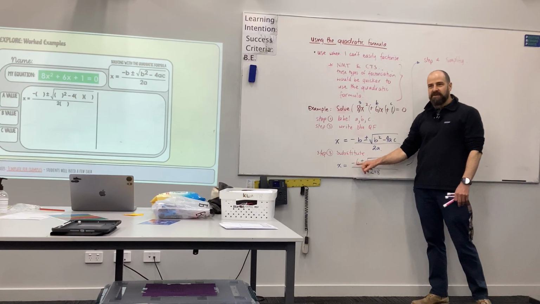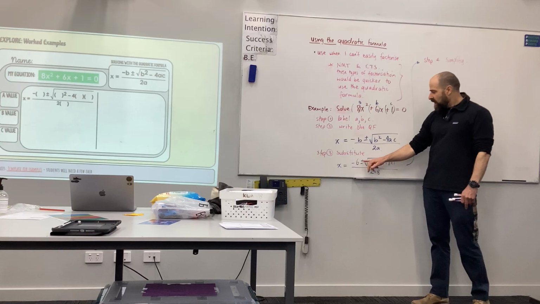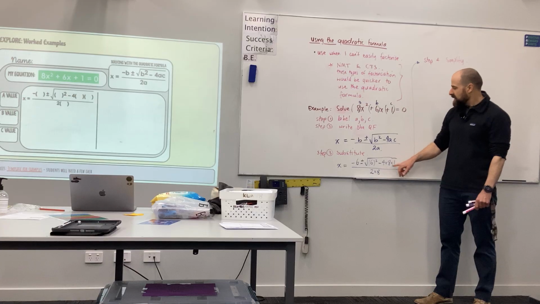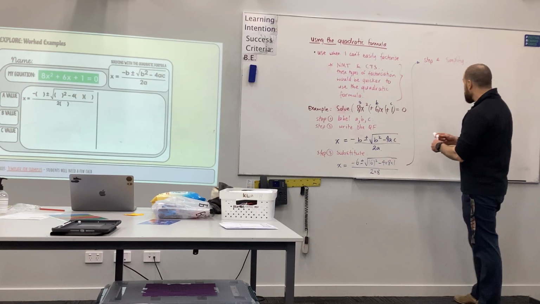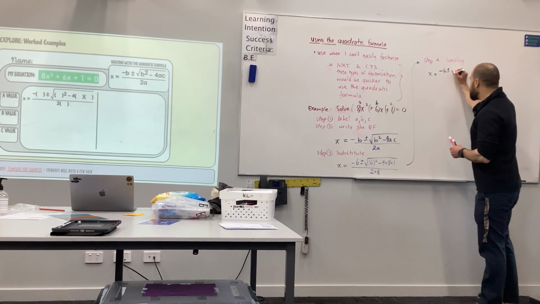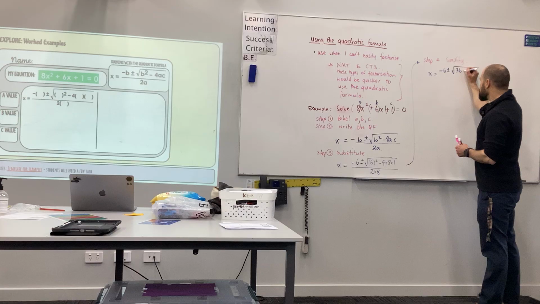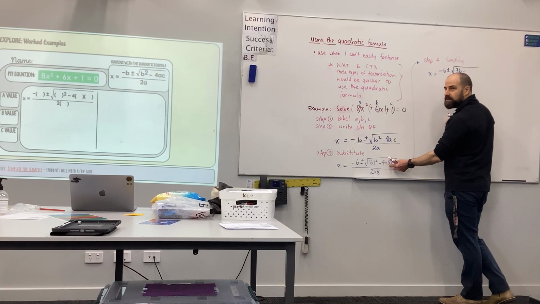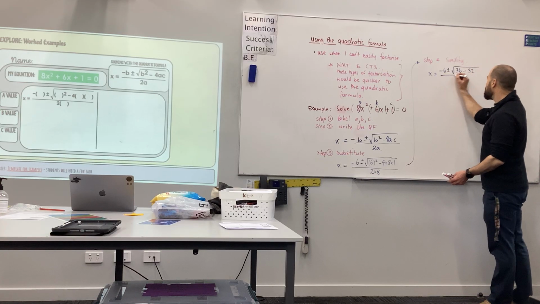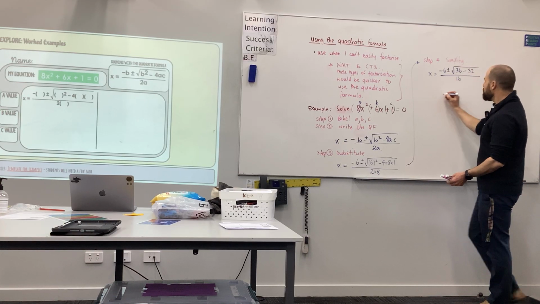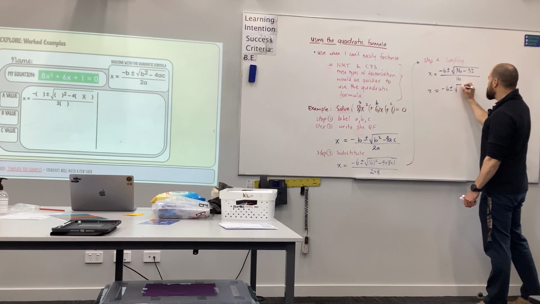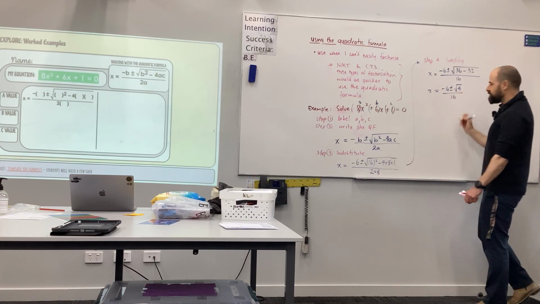So I've got a -6 at the front. I can't do anything with that. I need to work out what's inside the square root sign before I can go any further. So I can square this, which is 36. So I've got x equals -6 plus or minus the square root of 36 minus 4 times 8 times 1, 32, divided by 16. Now we can do the square root of 4 divided by 16.